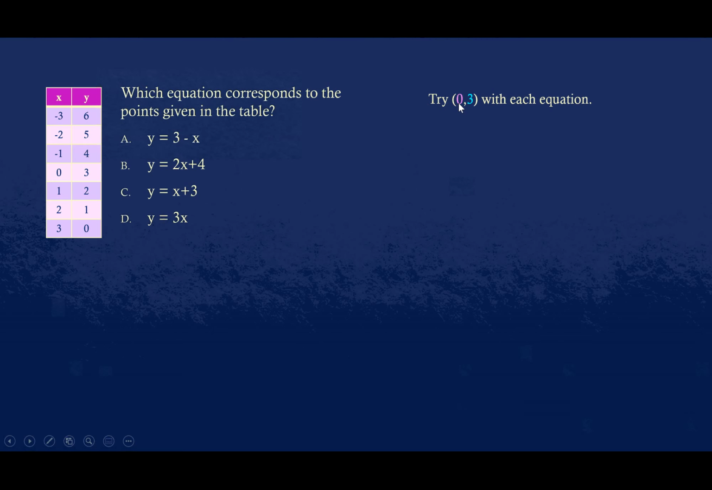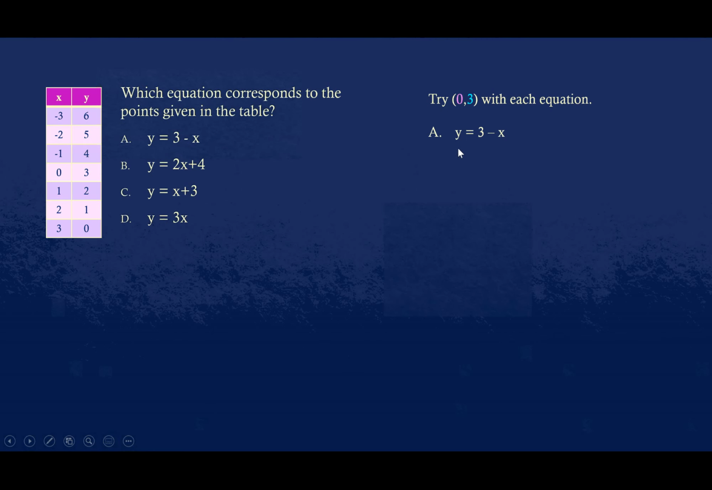I have chosen the point 0, 3 from right here because when you plug in a 0, it's very easy to evaluate, so I often like to use 0 when I can. So let's now start replacing the x and y coordinates in each one of these equations one by one and see if we can throw out any possibilities.